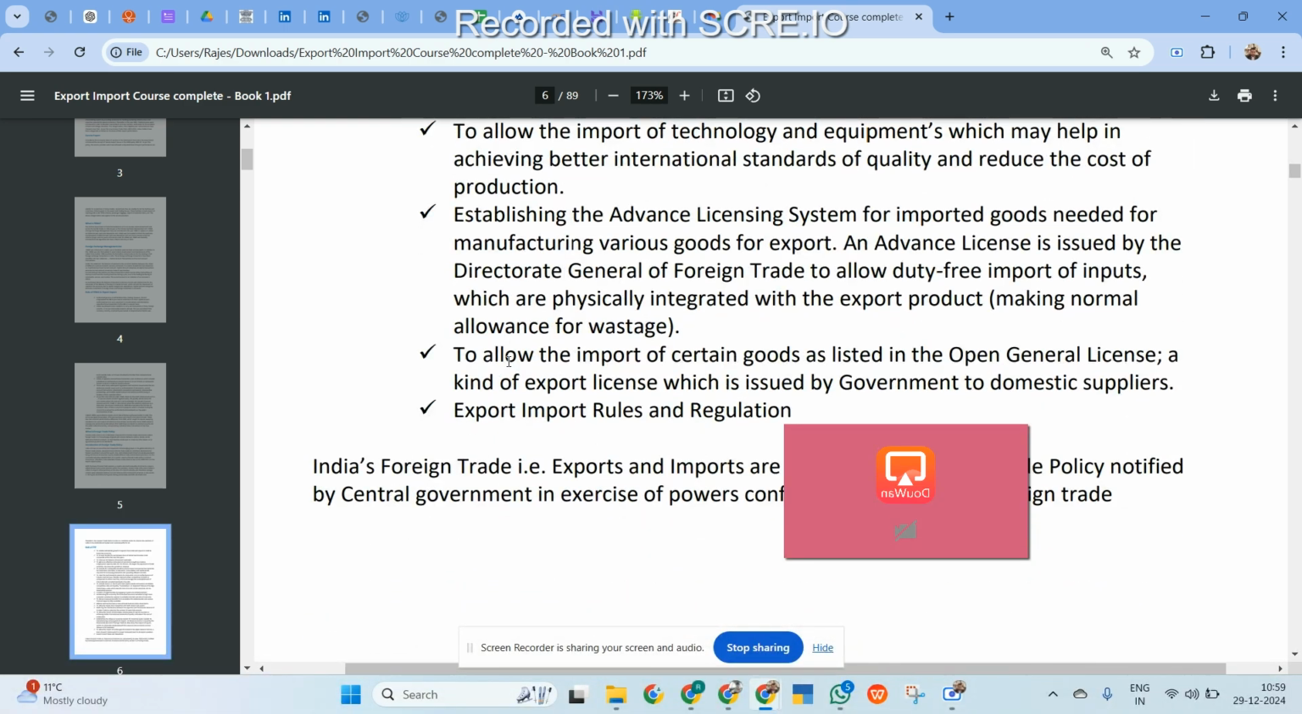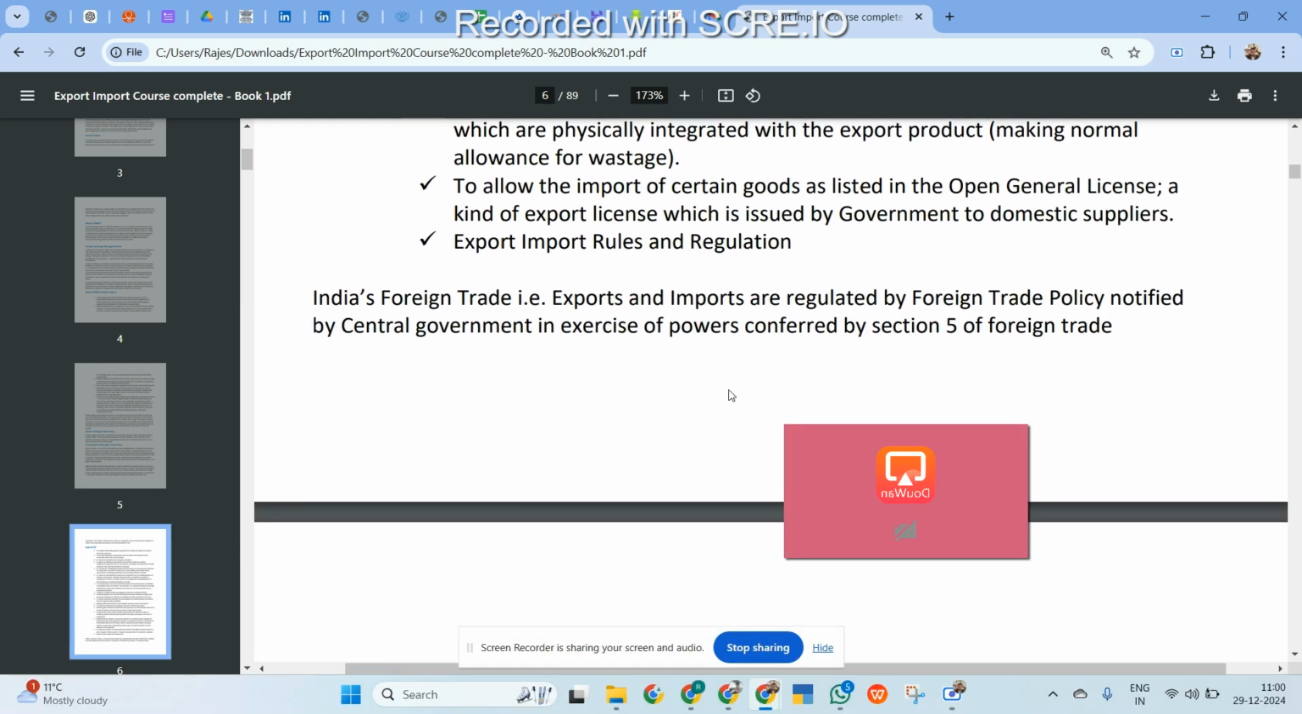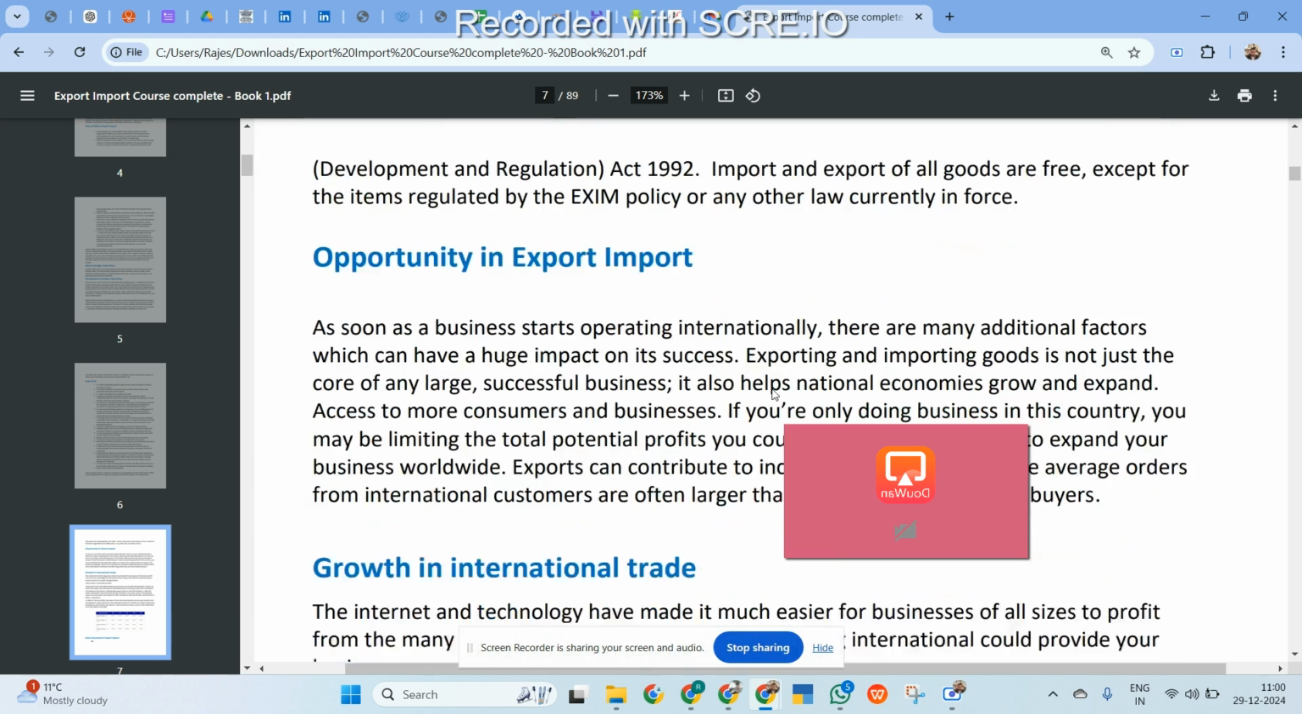To allow the import of certain goods as listed in open general license, a kind of export license which is issued by the government to domestic suppliers. Export import rules and regulations. India Foreign Trade Policy. Exporters and importers are regulated by foreign trade policy notified by the central government in exercise of power conferred by Section 5 in Foreign Trade Policy.